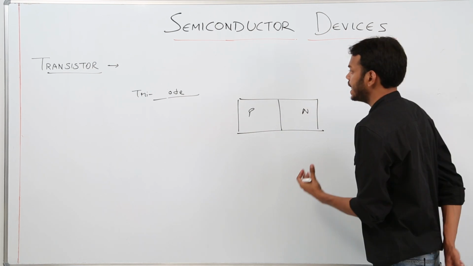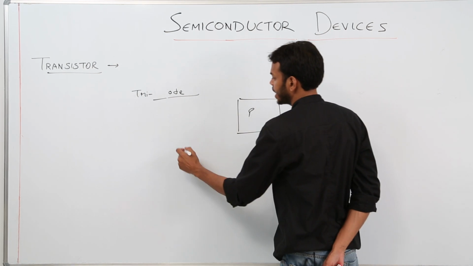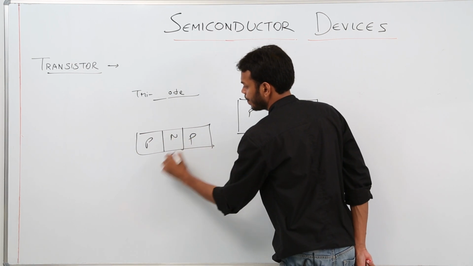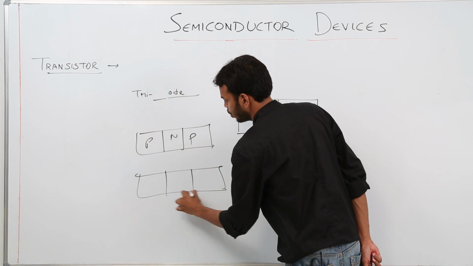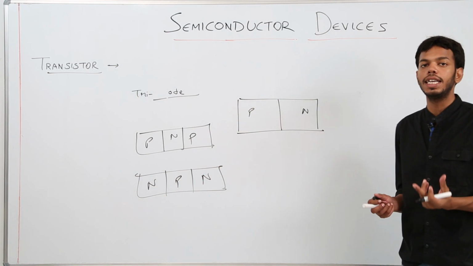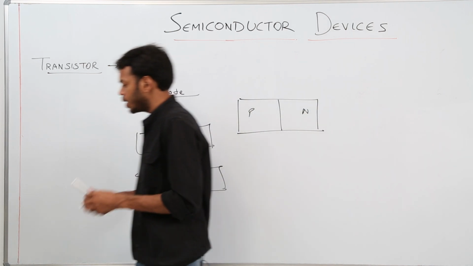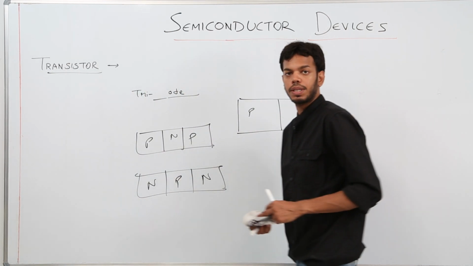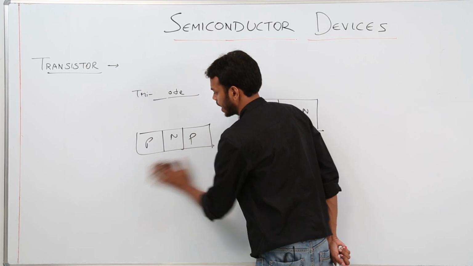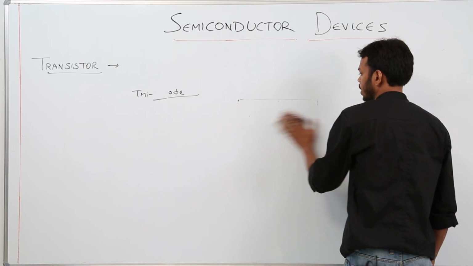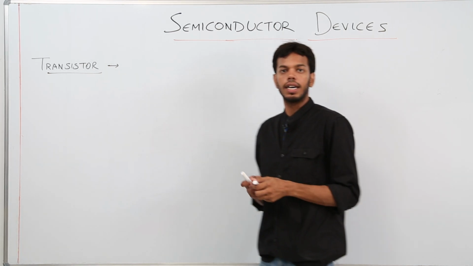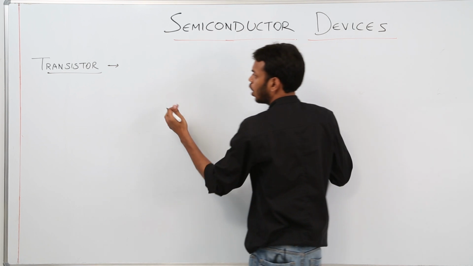But obviously a triode will have 3 regions. So the combinations will be either PNP or NPN. You cannot have PPN because that will ultimately lead you to a PN junction diode, right? So what are the various parts in a transistor, what exactly does it do, and how exactly does it work? Let's do it. Let's go through the symbol and configuration and how a transistor works.